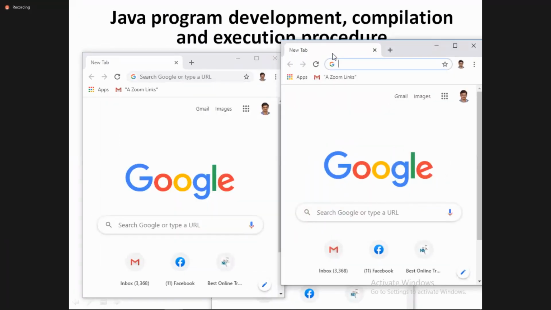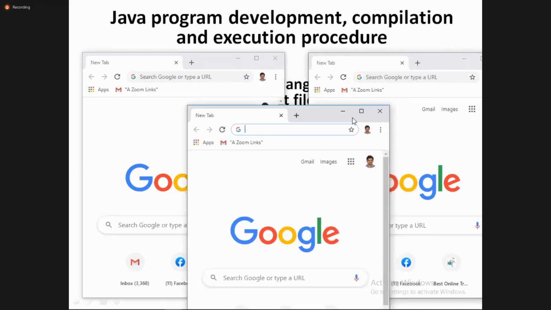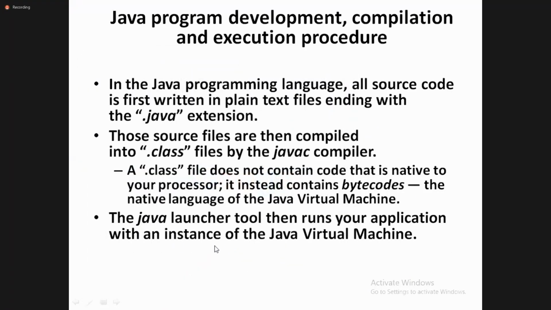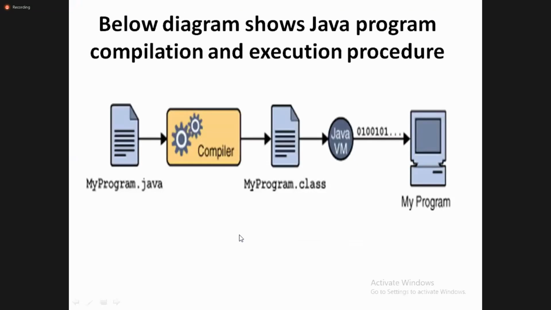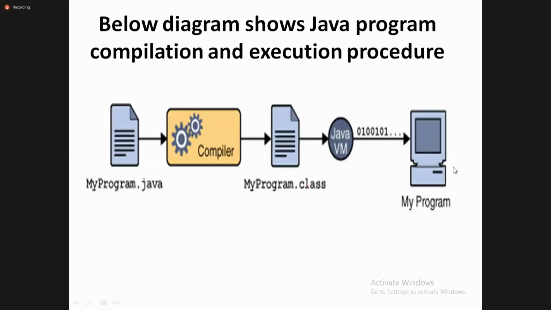1, 2, 3. Three instances of the browser open. Like this, we can also open multiple instances of JVM software. Okay, fine. So I hope you got clarity on the meaning of instance. The Java launcher tool then runs your application with an instance of the Java virtual machine. And this is the JVM. This is one instance, right? Now I want to run this program again. One more JVM instance started. One more instance started. One more instance started. As many times as you want to run, that many instances of JVM will start.